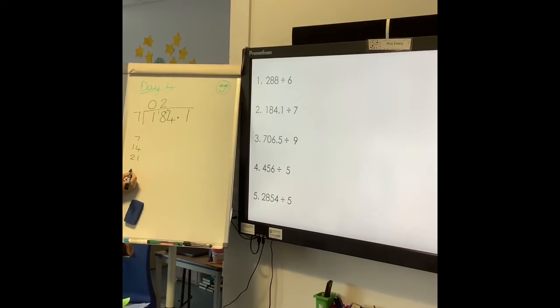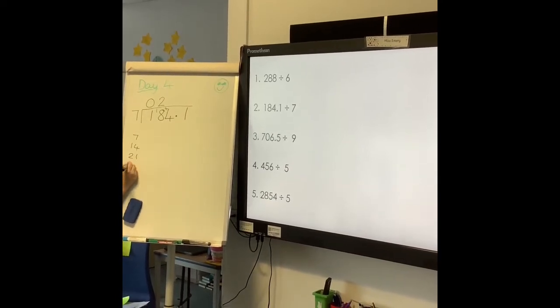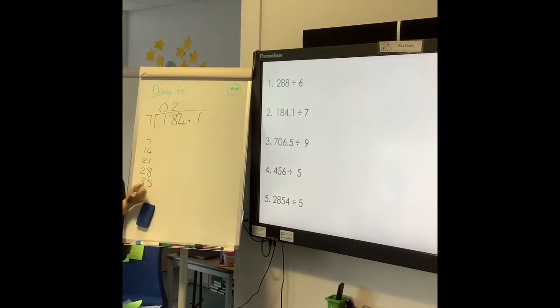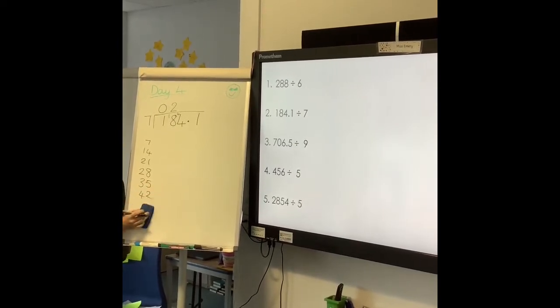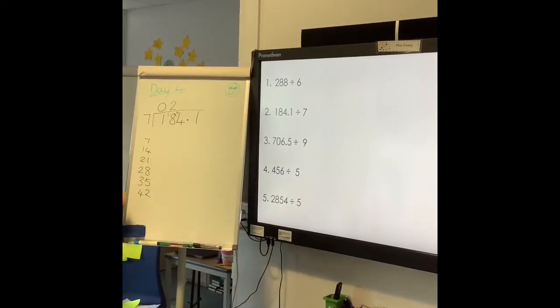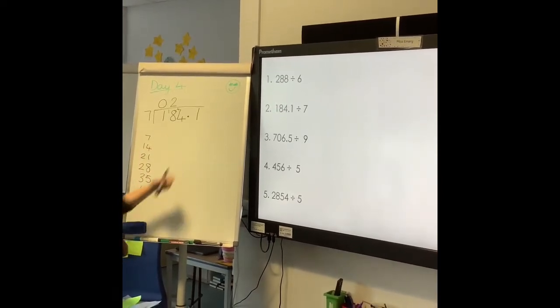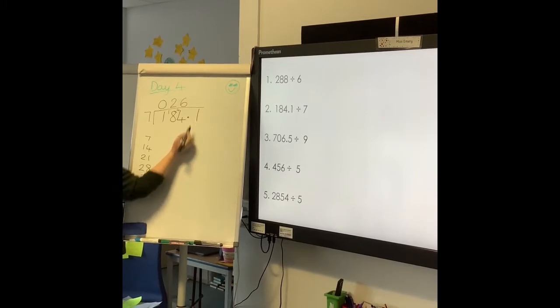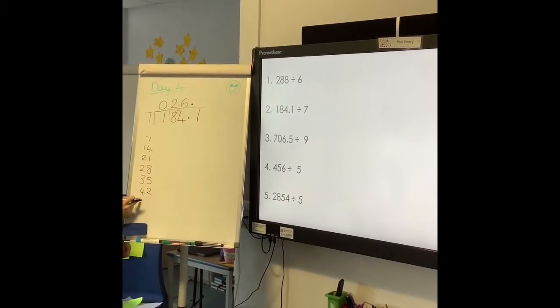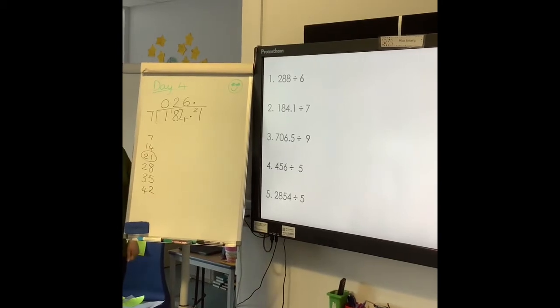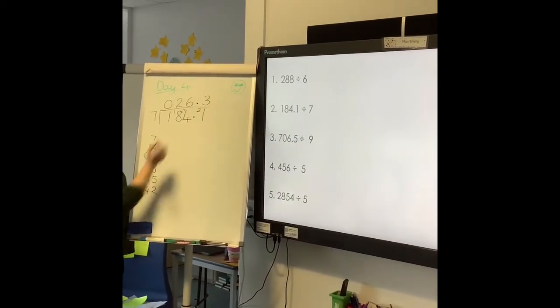If you carried it down if you needed to, after 21 we have 28, 35 and then 42. The closest we can get to 44 is 42. That's 1, 2, 3, 4, 5, 6 lots of 7. So your digit is 6 and you have 2 left over. 21 is in the 7 times table, so the answer is 26.3.